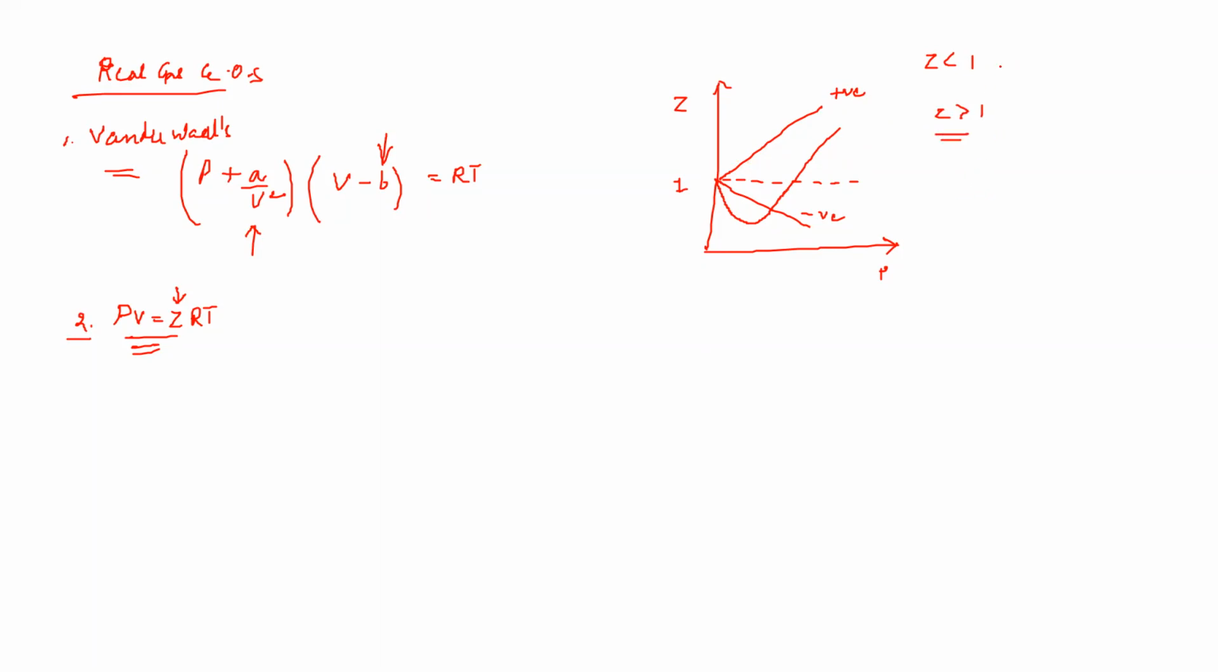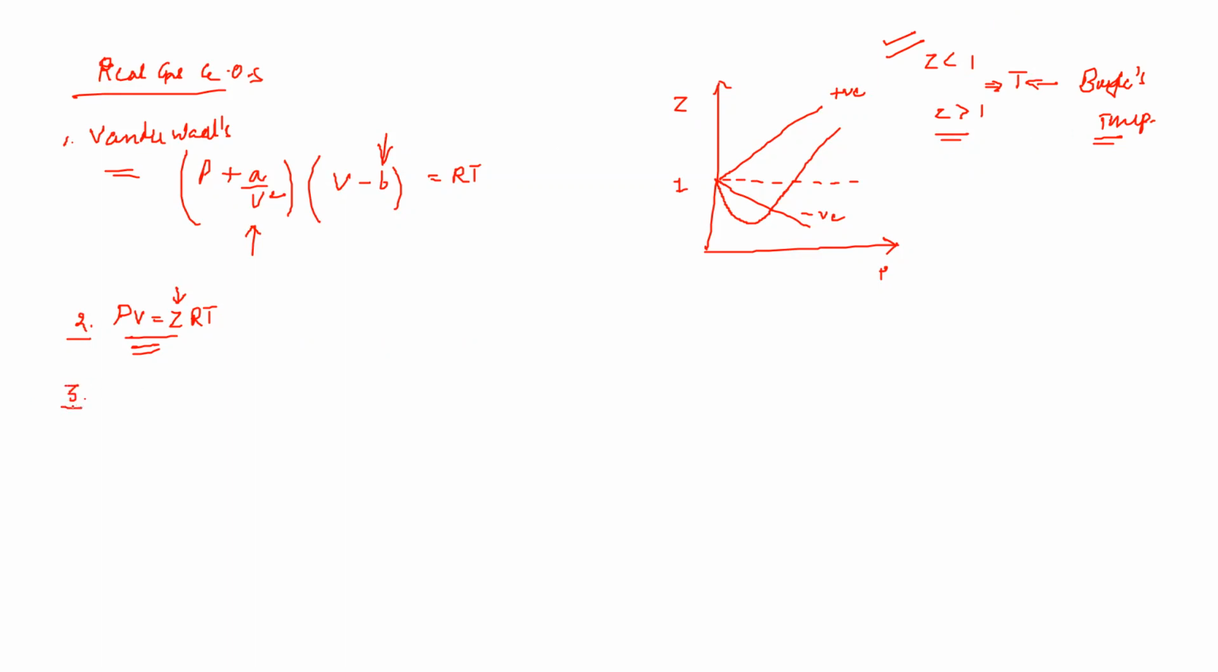So if Z transforms from less than 1 to greater than 1, then the temperature at the point where this transformation takes place is known as Boyle's temperature. The temperature at which Z transforms from less than 1 to greater than 1 is known as Boyle's temperature. Keep this in mind. So this was about the compressibility factor.